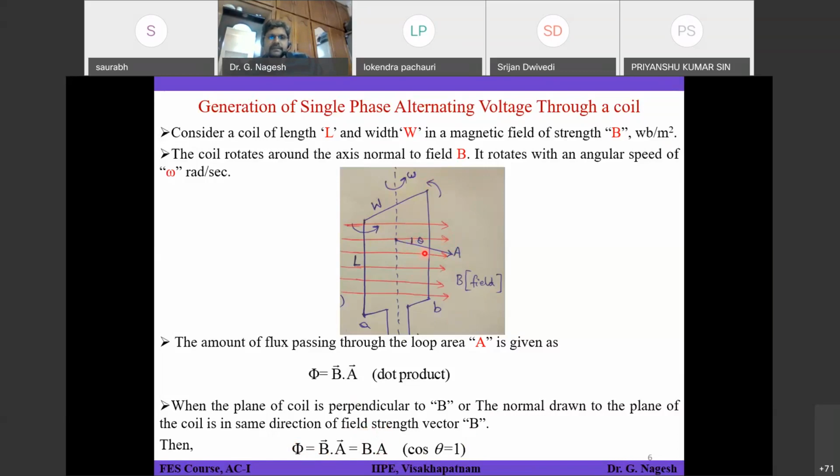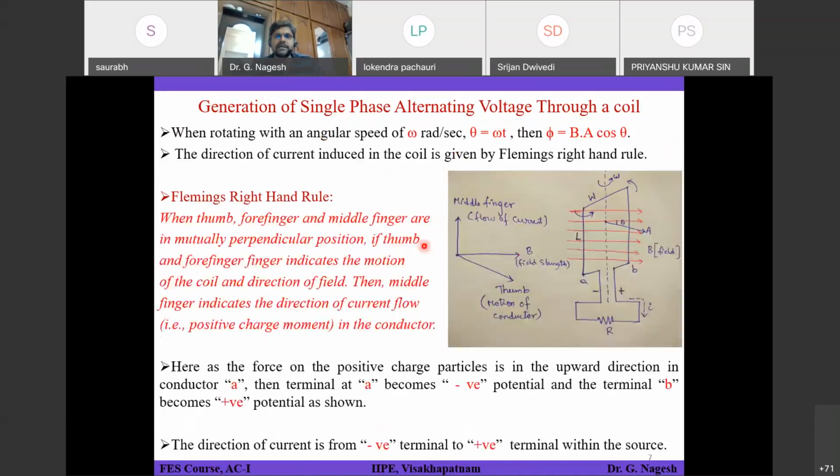After 90 degrees, that means the coil has rotated by 90 degrees. At that instant, this A will be exactly perpendicular to the flux density B. So at that instant, what happens? Your flux is 0. That means B into A into cos of theta. Theta is equal to omega t, and omega t is equal to 90 degrees. Cos 90 will be equal to 0, so flux will be equal to 0.